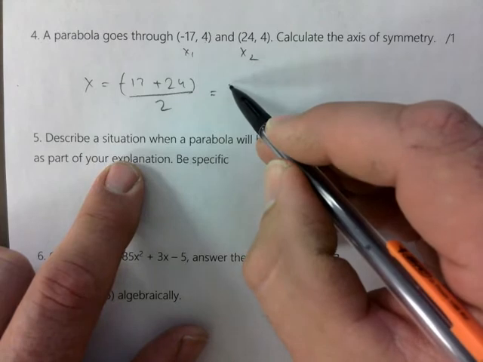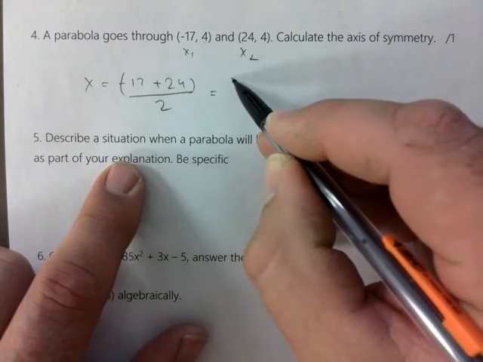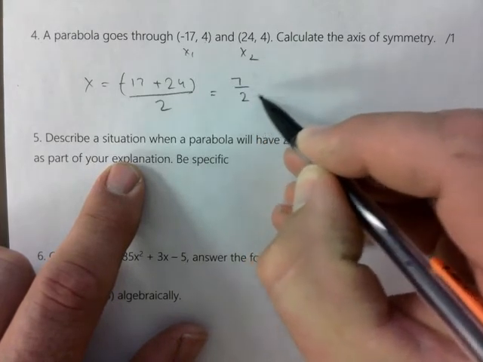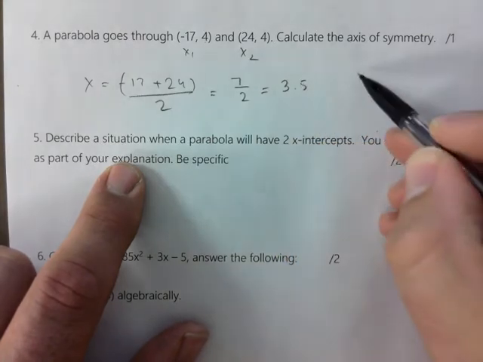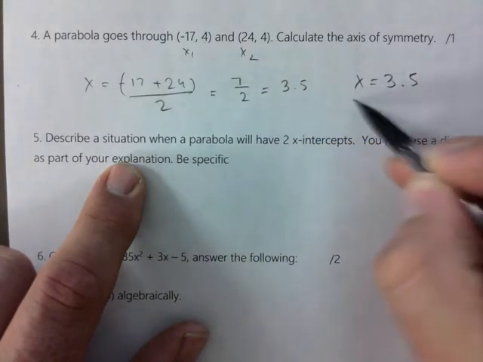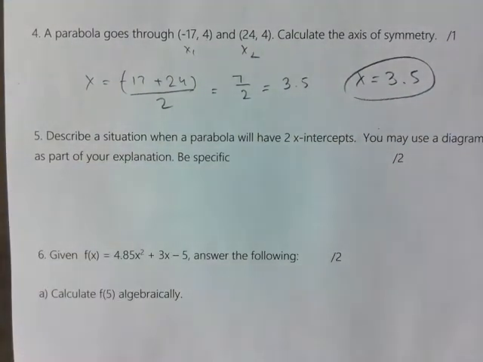And that gives me 7 over 2, which is 3.5. So the axis of symmetry is just 3.5. 1 mark for that. Not too bad, right?